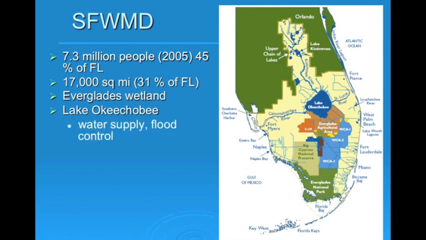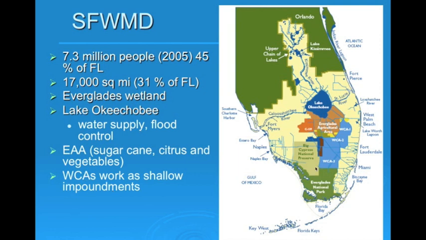And Lake Okeechobee is involved in anything that has to do with water supply and flood control. You have the Everglades Agricultural Area, where sugar cane, sage, citrus, and vegetables are grown. It's a very big industry in Florida.